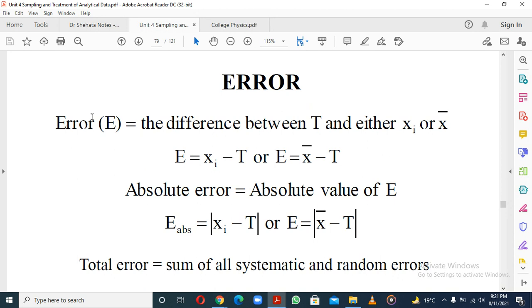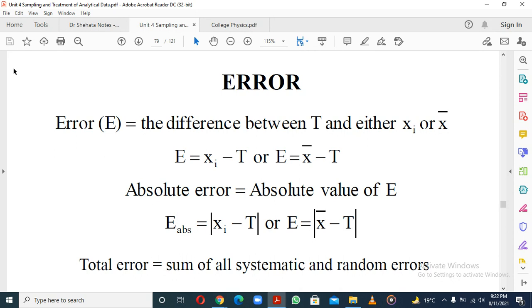Okay, so there are a number of types of errors that we are going to talk about. So remember, the error is the difference between t, which we know is the accepted value, and either x_i, that's a single figure, isn't it? Or x-bar, the sample mean, isn't it? So it simply means that when you are calculating the error, you can either get the error for each individual value, or you can get the mean of those samples. Then you subtract from the accepted value.